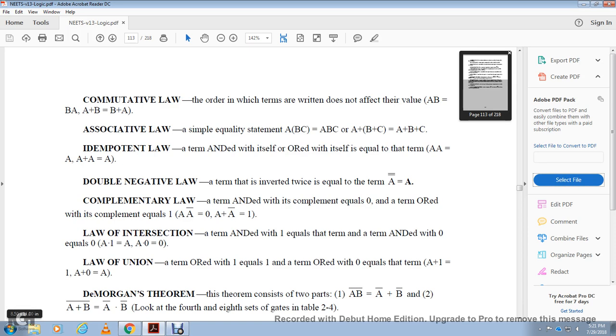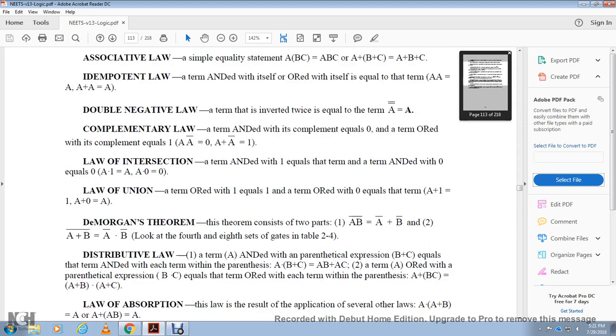De Morgan's theorem. The theorem consists of two parts. First, the inversion of A and B is equal to A-bar plus B-bar. And the inversion of A plus B is equal to A-bar times B-bar. See further the gates in table 2-4.